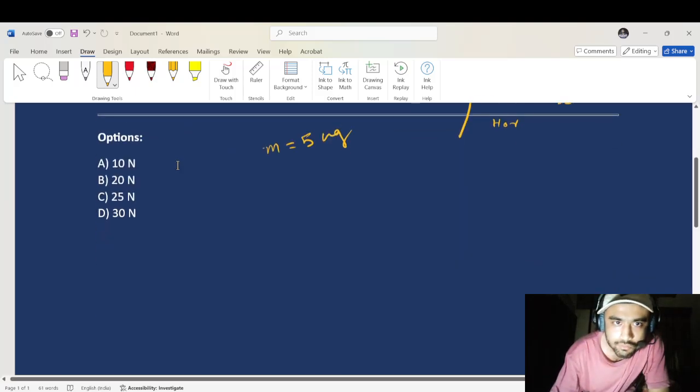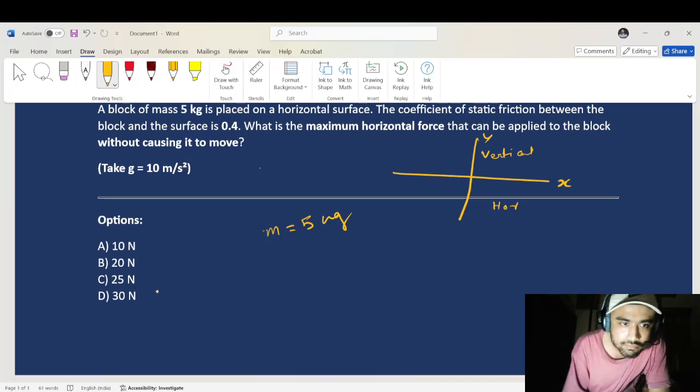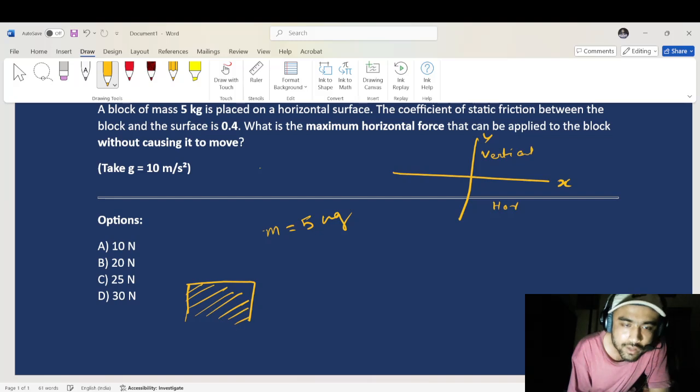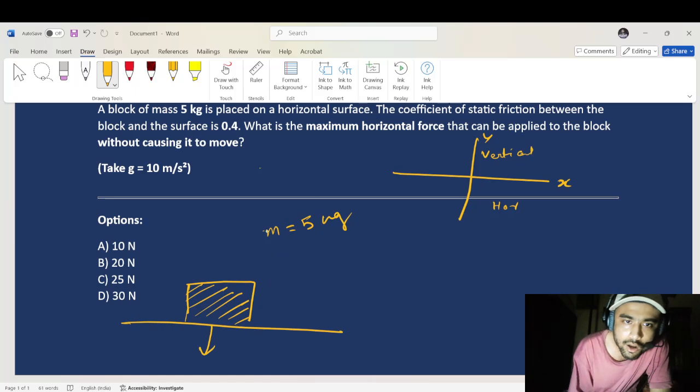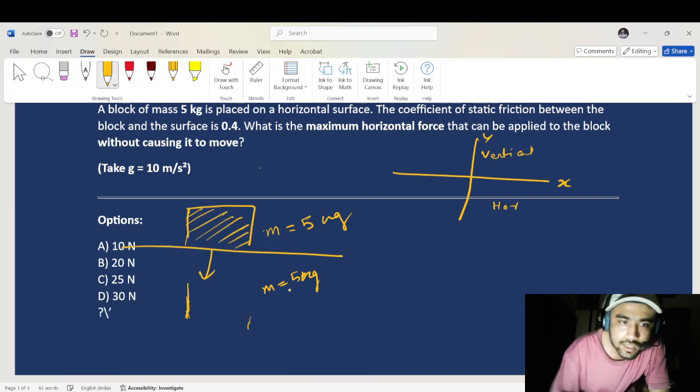Now, moving on to the next part. Let me draw a free body diagram. It is the hard and fast rule of solving a classical mechanics related problem: along with noting down the information, you have to simultaneously draw the free body diagram. So let's just assume this is the block of mass 5 kg and this is the surface.